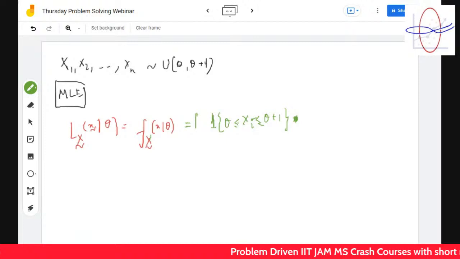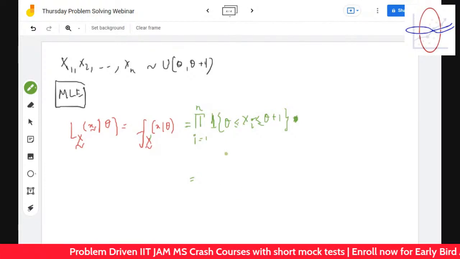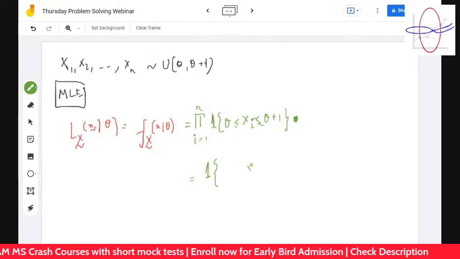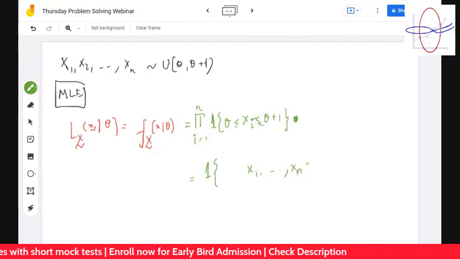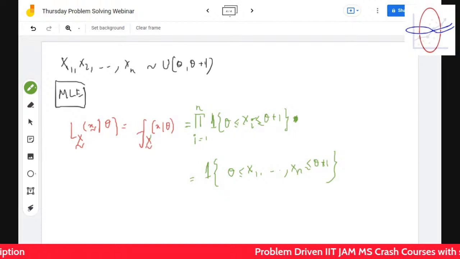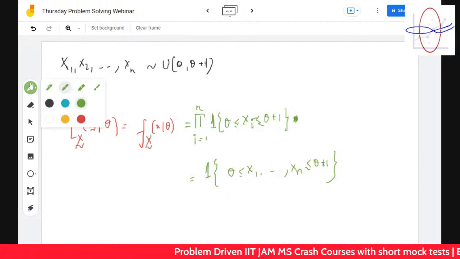And if the indicators are multiplied, you know that all of them must happen together. That means x1, x2, ..., xn are all less than or equal to theta plus 1 and greater than or equal to theta. Okay, and if this holds, let's count it. Let's do it.